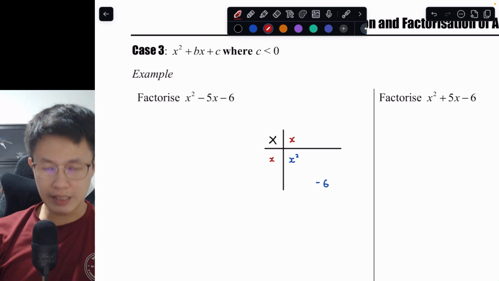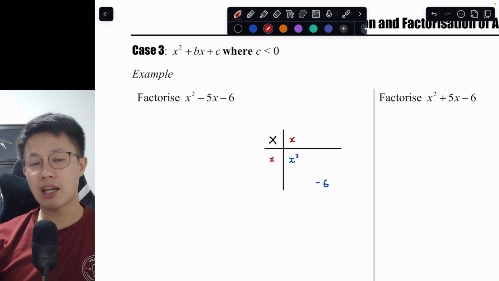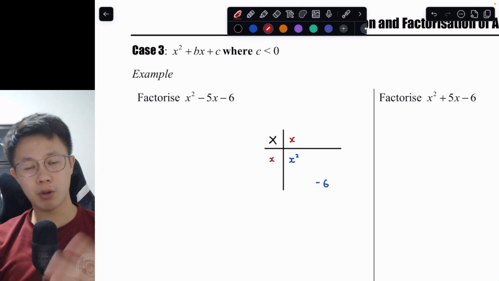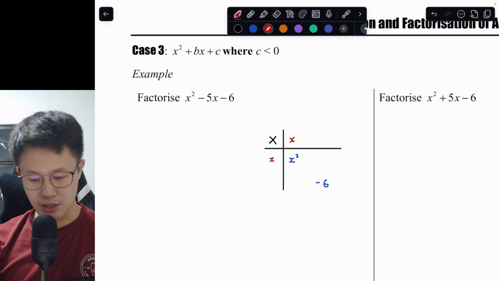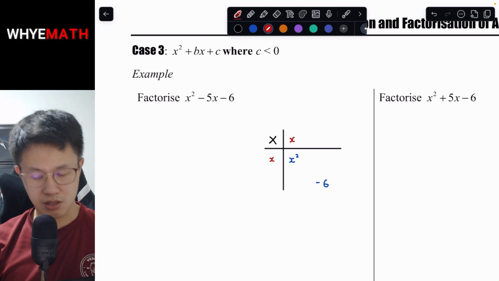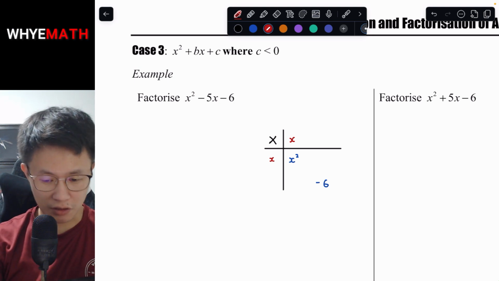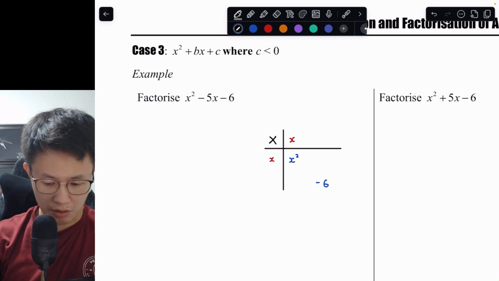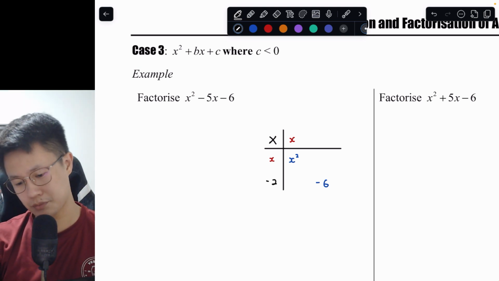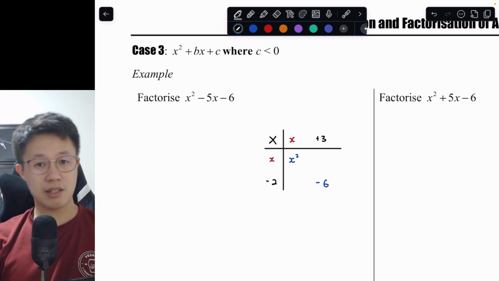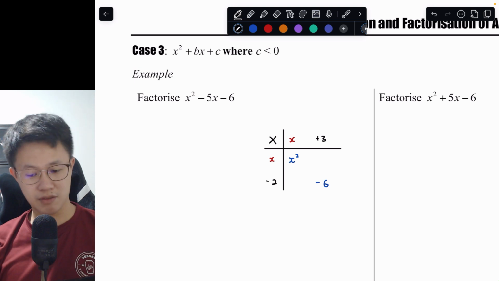Next, we have negative 6. Now, to have negative 6 means you need a negative factor and a positive factor. With that being said, you need to consider two different kinds of cases, a negative factor and a positive factor, right? Sounds terrible, right? So let's consider negative 2 and positive 3. You multiply them, and that gives us negative 6.